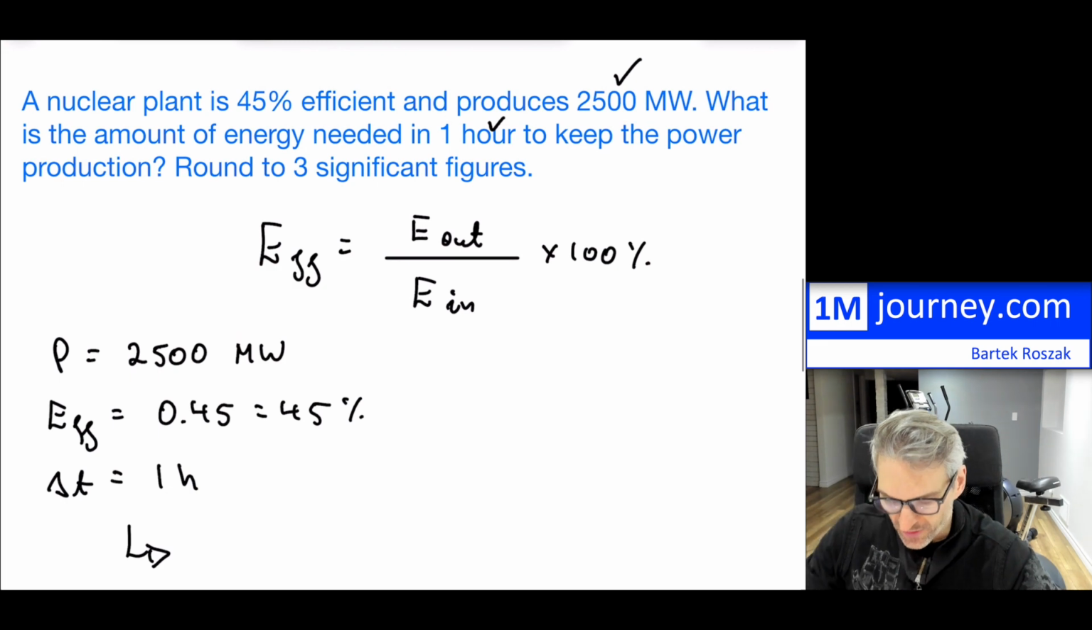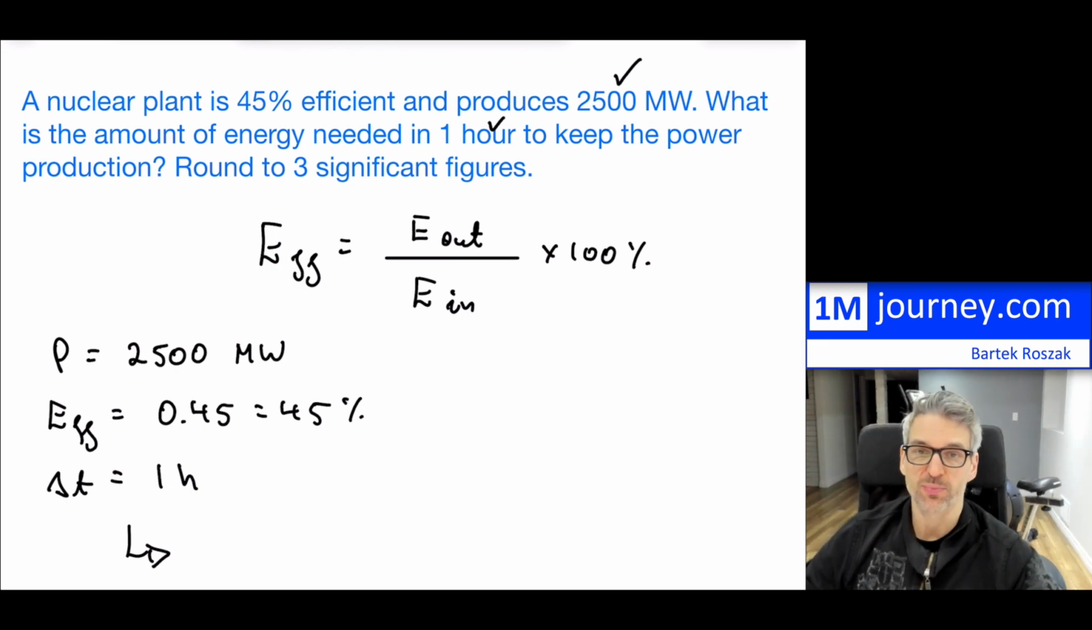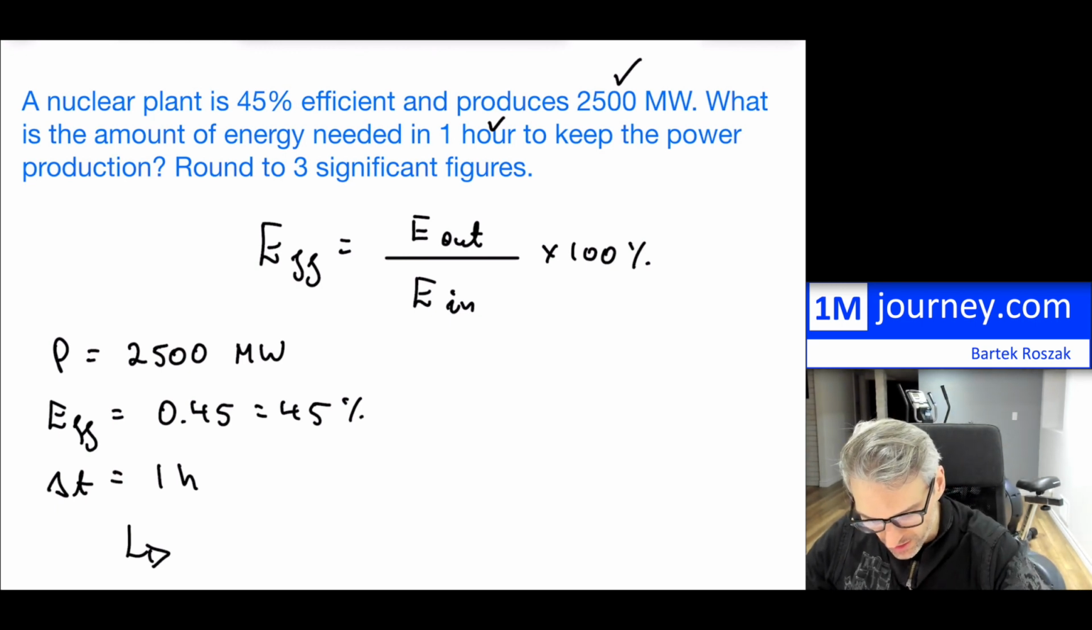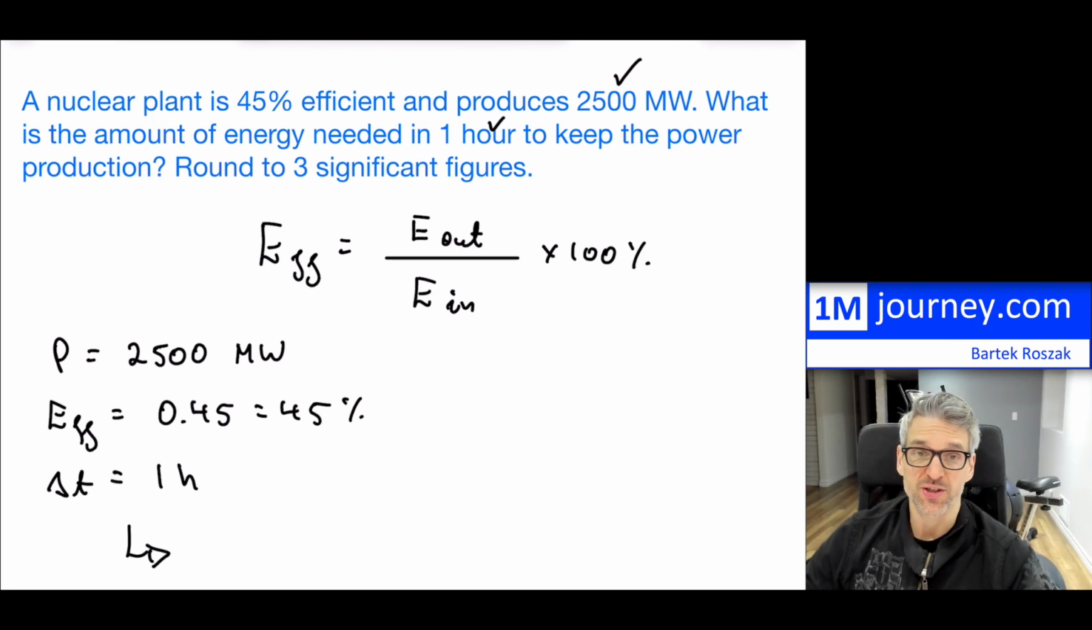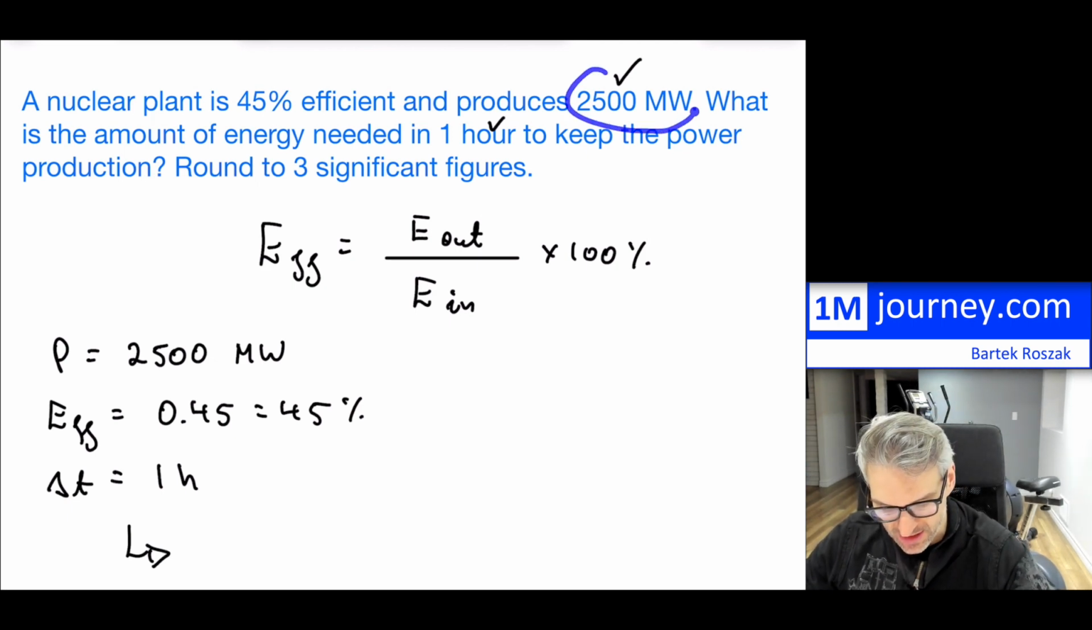Now, if the nuclear plant is producing 2,500 megawatts, so you might ask, okay, well, which one is it? Is it this one, or is it this one? Is it the energy that you would need, or is this the energy which is the useful energy? Well, the production is, so the assumption here is that this is the actual useful energy. So this would have been right here.